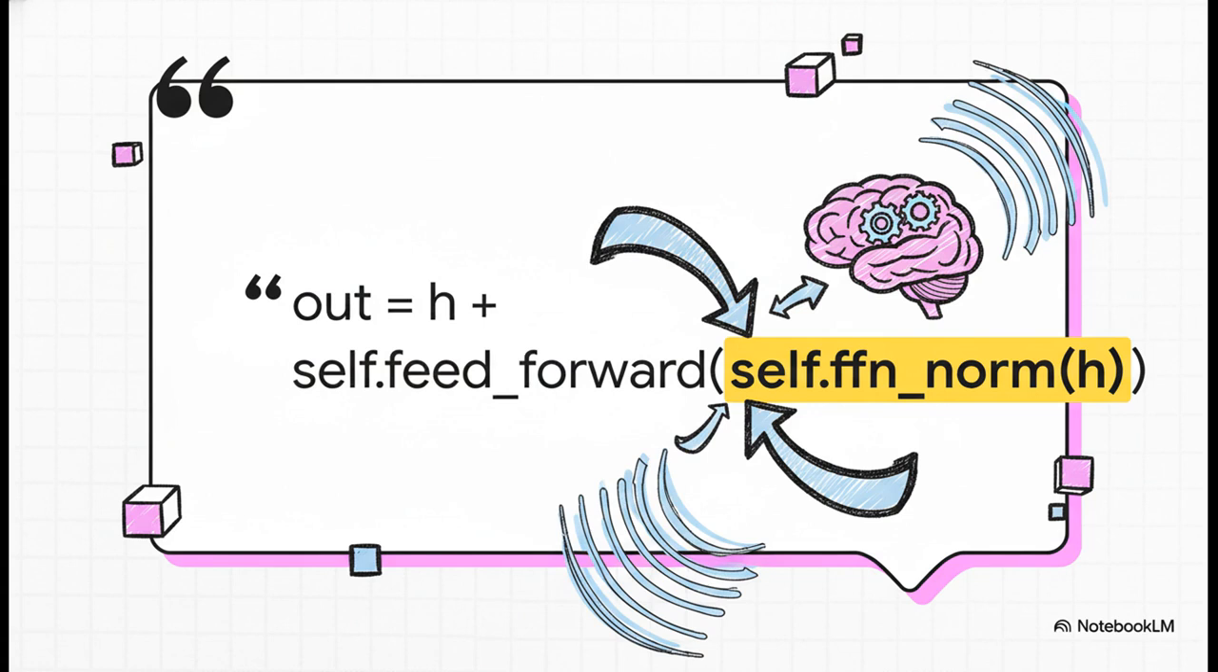The output from that attention stage, now called H, gets normalized again with FFN norm. Then it's passed to our thinking engine, the self.feedforward module. And, just like before, the result of that is added back to its input. This whole normalize, process, add pattern is the fundamental rhythm of the transformer block. It's the heartbeat of the AI.